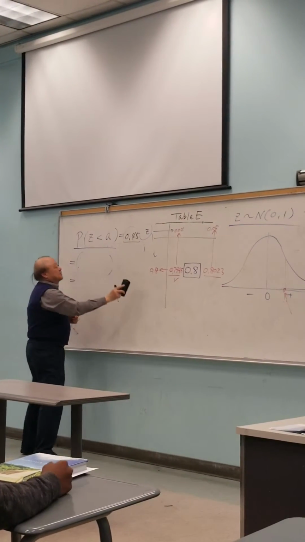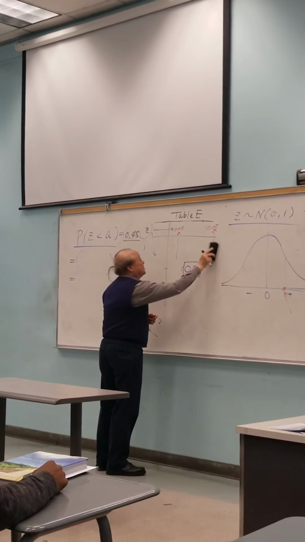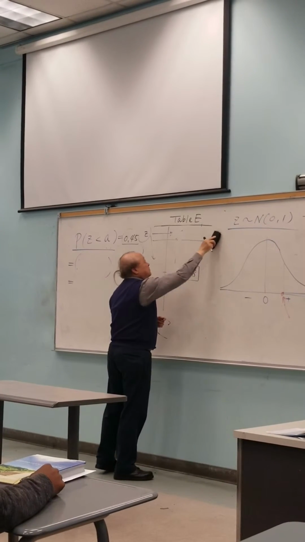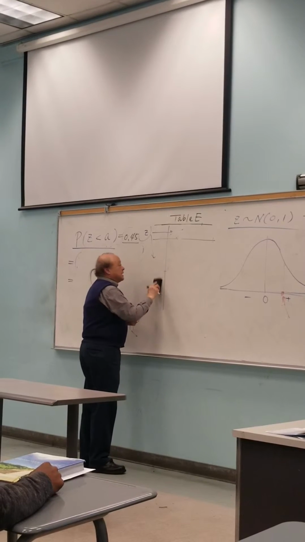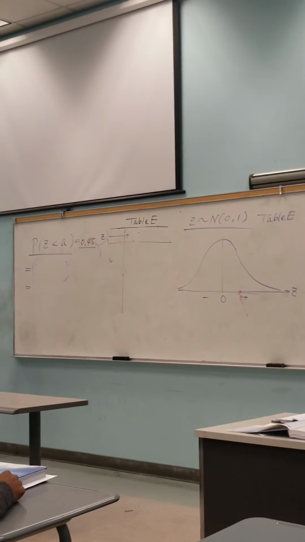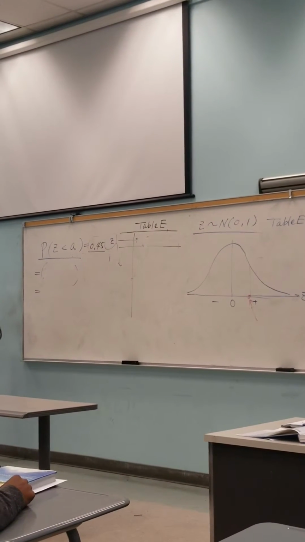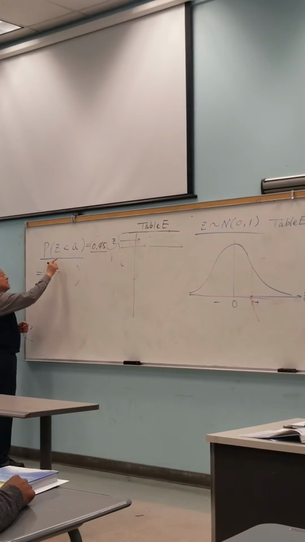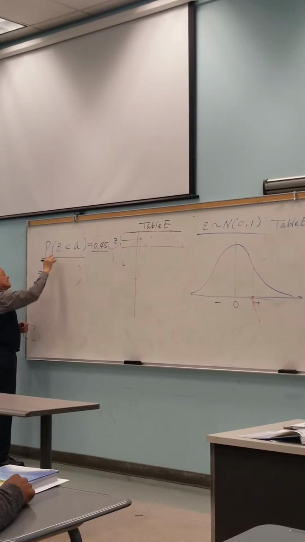What is my first question? Left or right? It's very important for you to determine right or left because the table gives you left area only. If you need a left area, you go to the table. If you need a right area, it's 1 minus the table value. This is why I asked you left area or right area first. So this is left area.